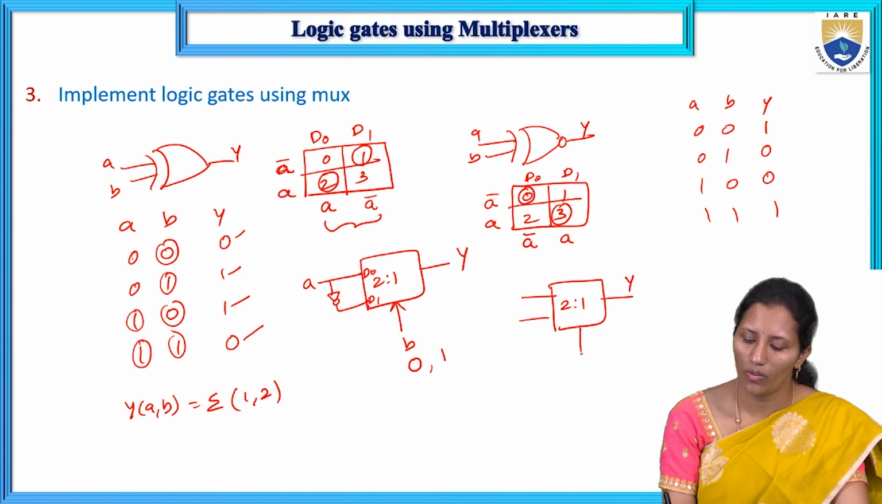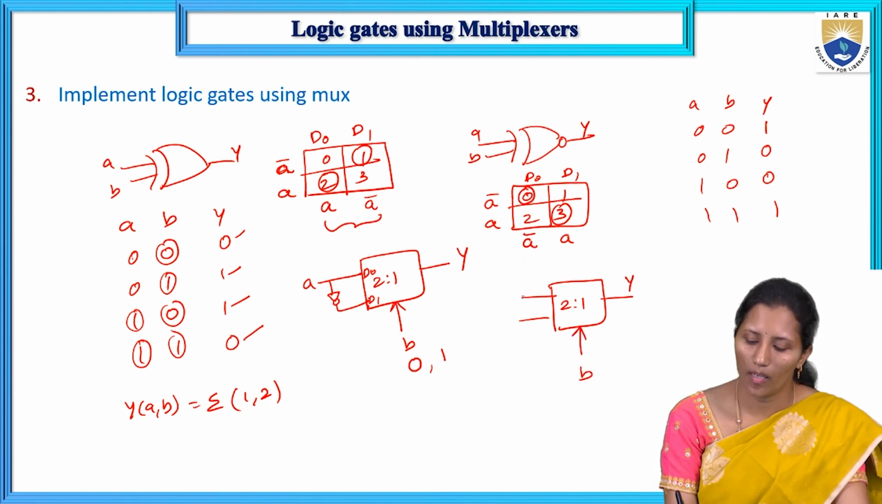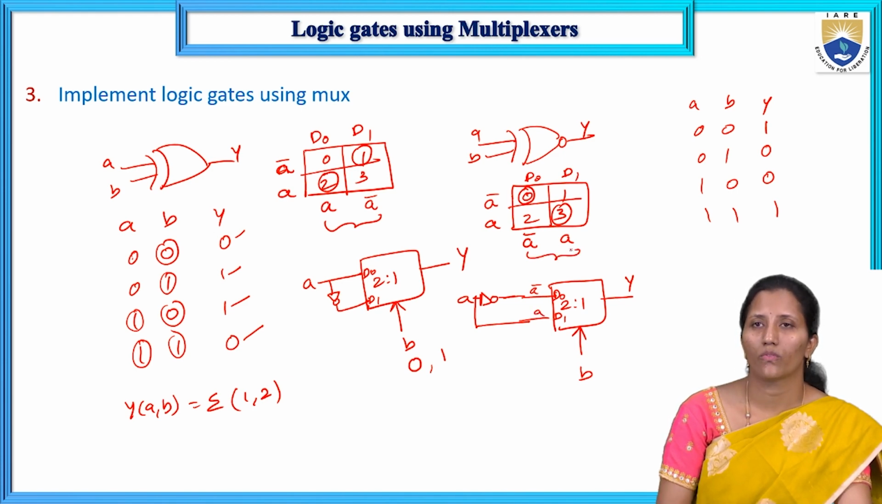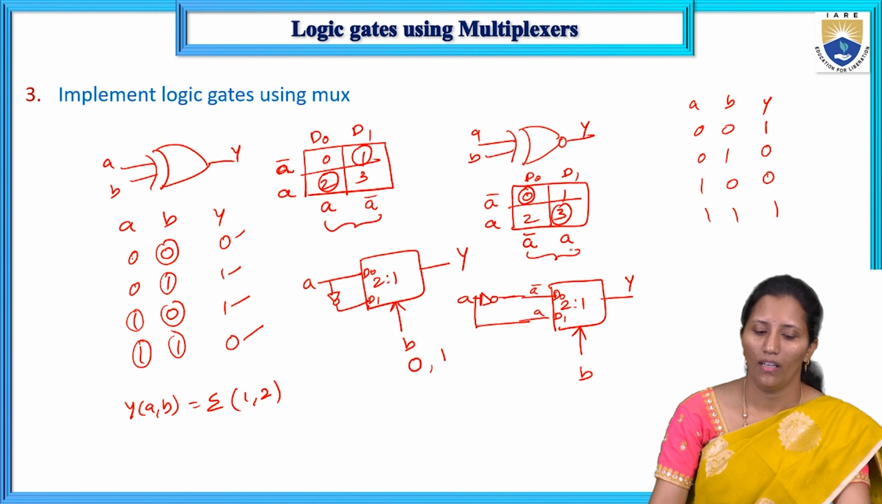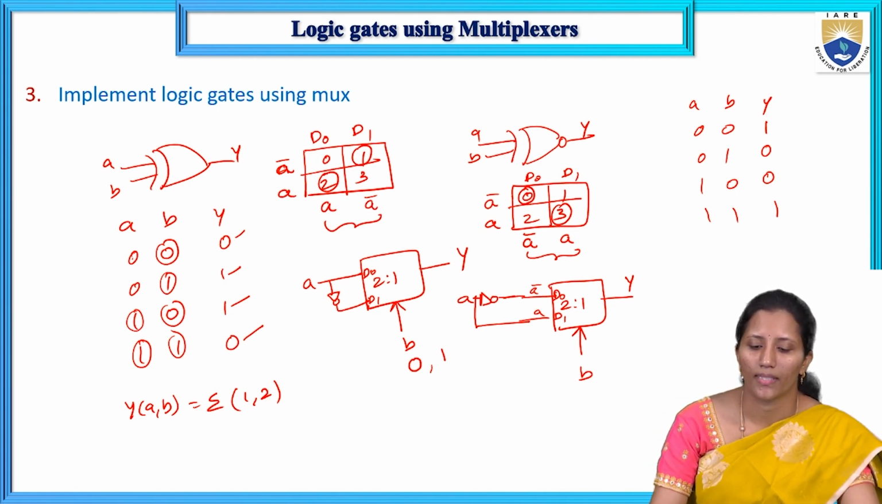So Y is the output, 1 is the input, and this is the selection line B. And here, for C, we get A bar from a NOT gate, and A we have to give to the second input. So for D0 we are connecting A bar, and for D1 we are connecting A. So these are the inputs to the multiplexer. These are the implementations of logic gates using a 2:1 multiplexer.